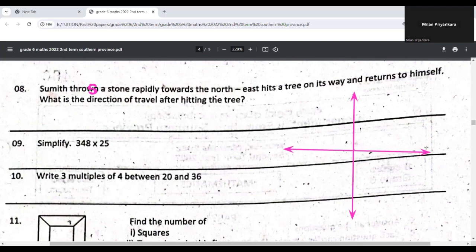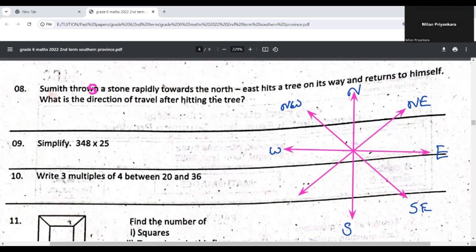So when you have this kind of trees, I think it is always better to mark these basic directions, right? And I will mark them. This is going to be north. This is south. This is west. This is east. So this is northwest. This is northeast. This is southeast. This is southwest. Actually he throws the stone rapidly towards the northeast.